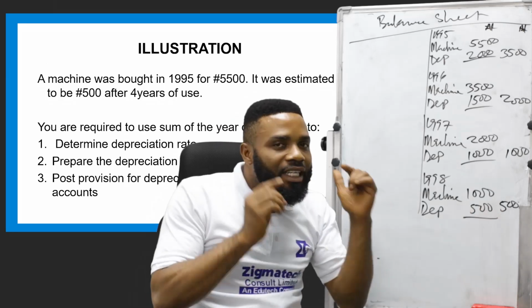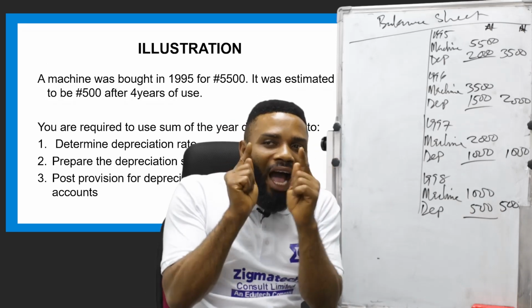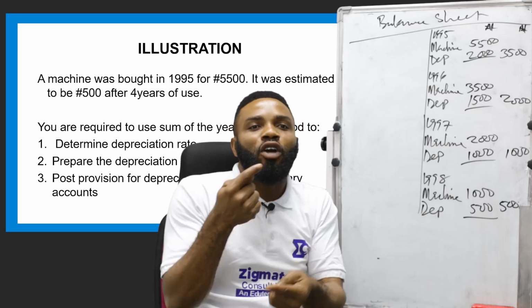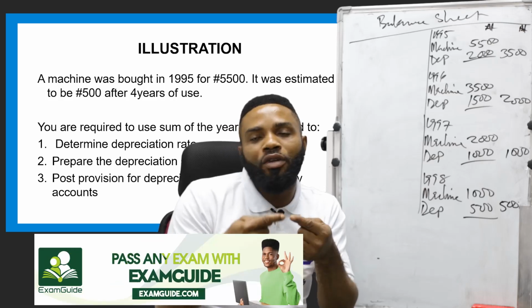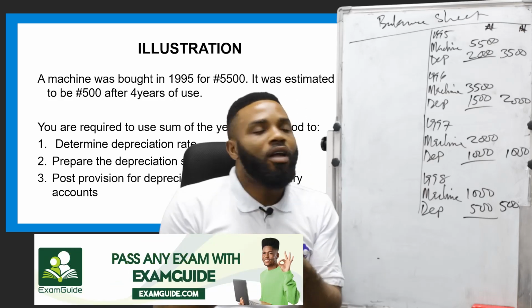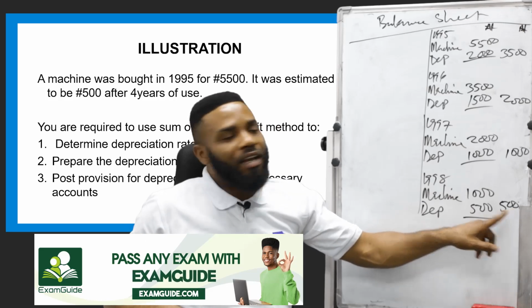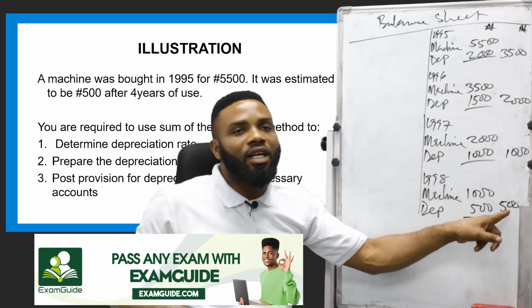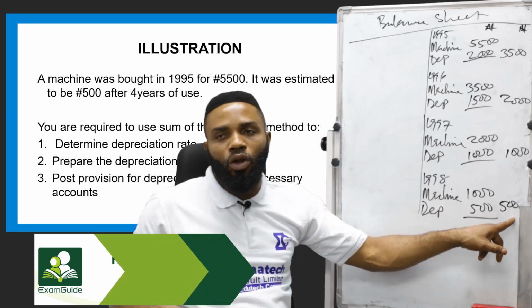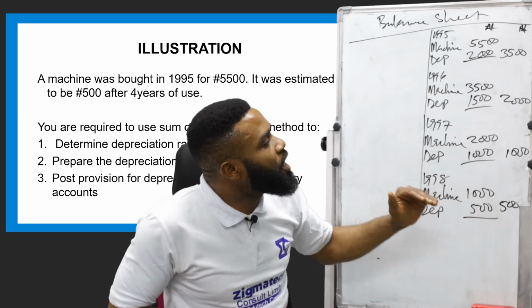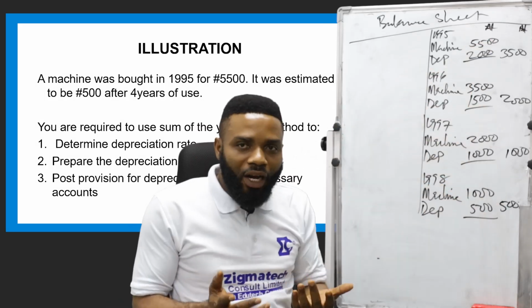So at this point, the accountant will have an idea of how much he or she will be able to sell the asset for, so that the company will not be worse off. At this point, they cannot sell the asset for less than 500. If they sell the asset for less than 500, it will be a disposal loss. So they are going to sell it for more than 500.